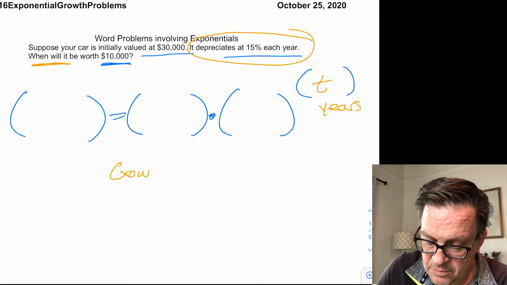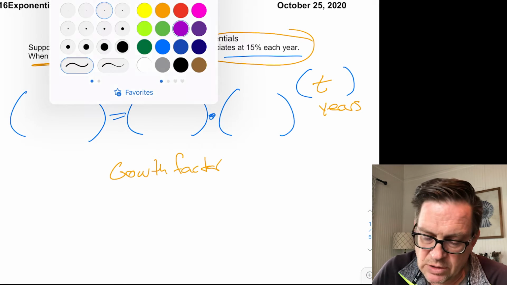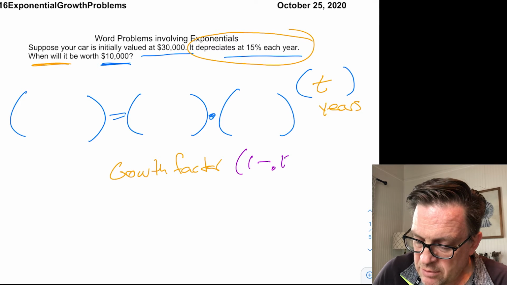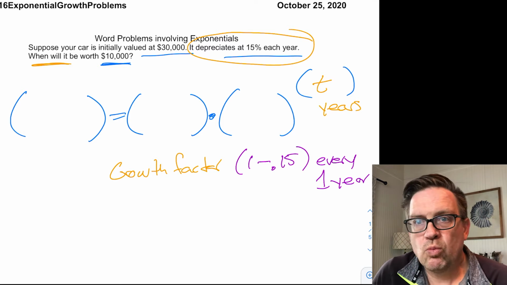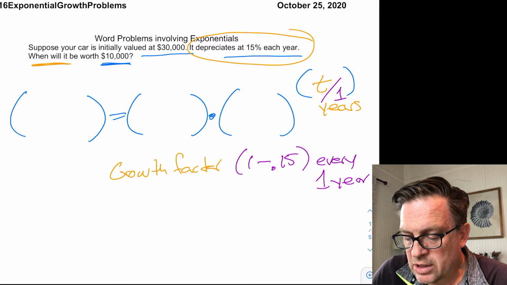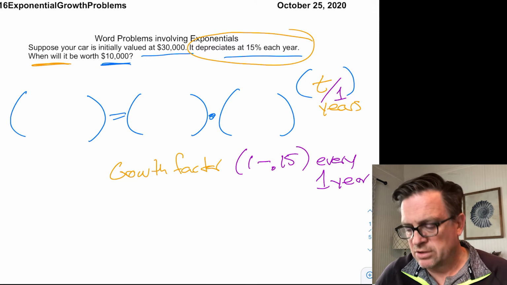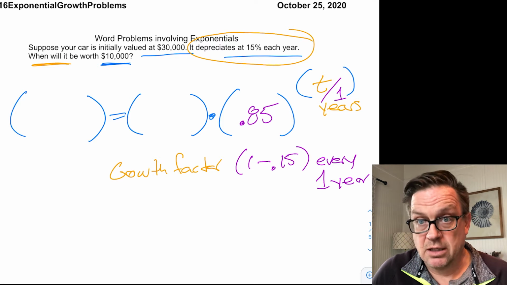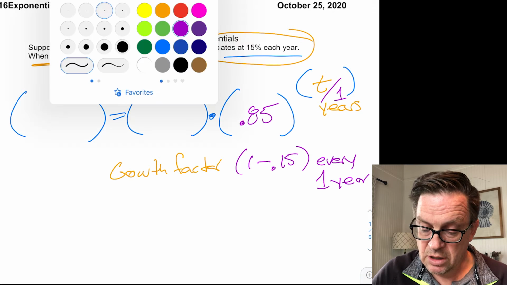So the growth factor, it's really a decrease factor, but we'll just say growth factor is 1 minus 15% each year, every 1 year. So what we've talked about in class is you want to divide the number of years by the length of each period. In this case, the period is just 1, so we don't really have to do that. But we want to multiply by 85%, right? So each year, you only have 85% of the value that you had the previous year.